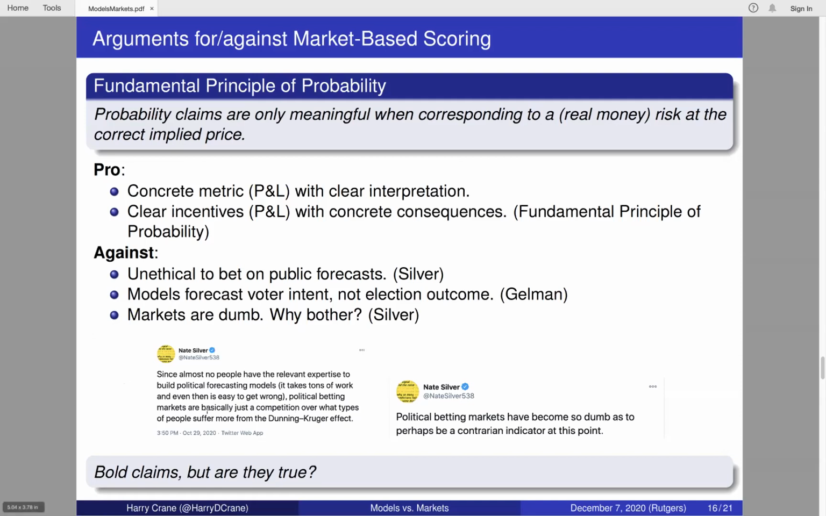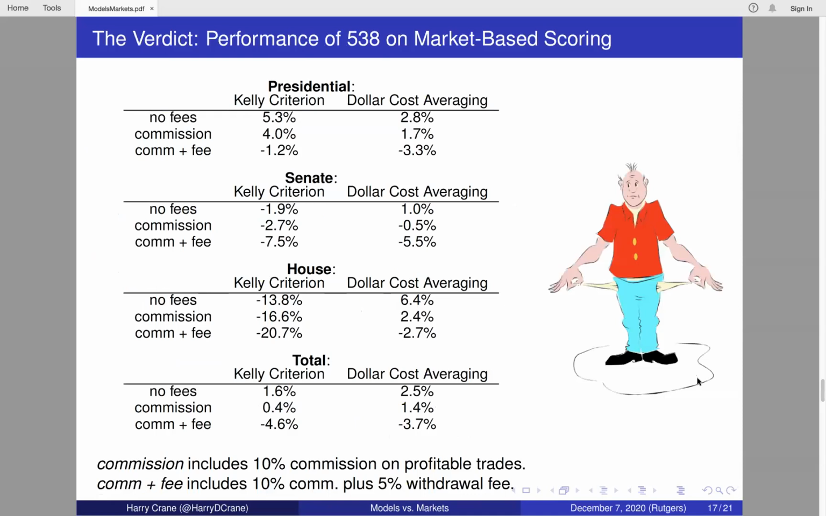These are tweets by Nate Silver leading up to the election. This was even just recently, that political betting markets have become so dumb as to perhaps be a contrarian indicator at this point. So there's some harsh language and some bold claims, I would say. But the one thing that our scoring method is intended to get at is, well, are these claims actually true? Okay. And so, again, it's a little bit of a matter of interpretation, but these are the numbers that we get.